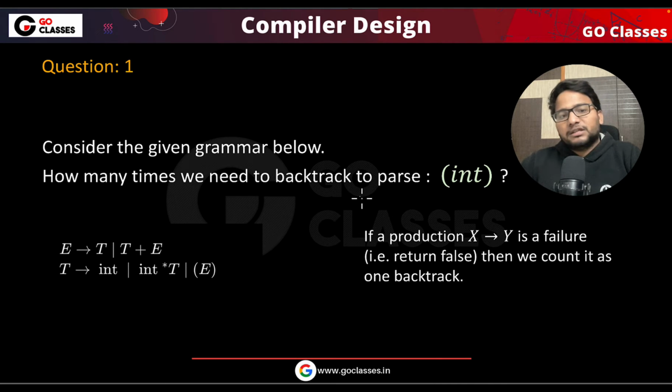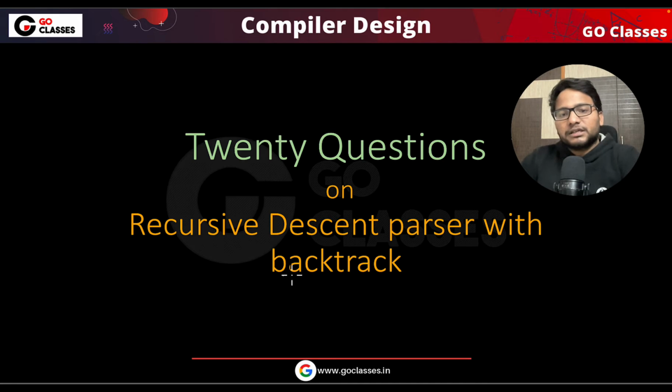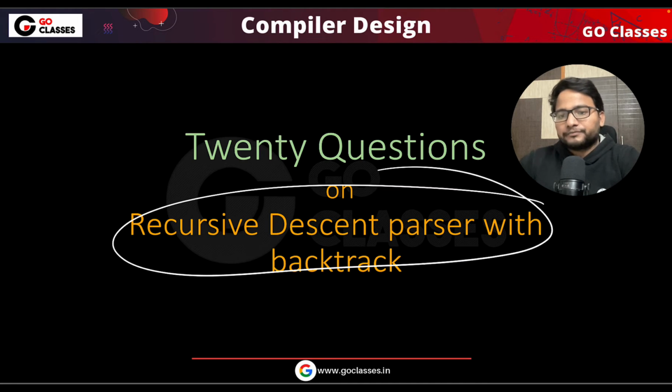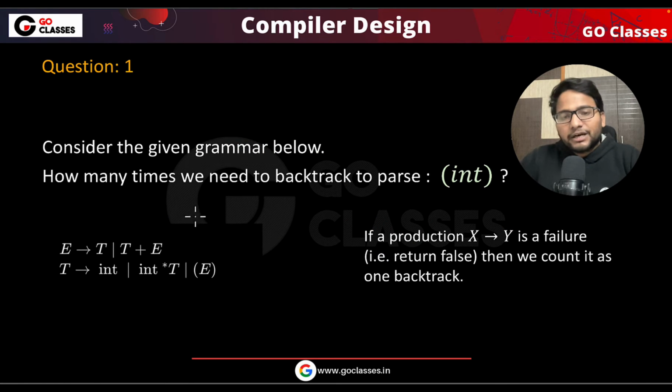Which means that this particular parser is a backtracking parser, right? As the name says, it is a recursive descent parser with backtrack. So if we need to parse some string, then it may need to backtrack. And that's what they're asking: how many times do we need to backtrack to parse this particular string for this particular grammar? So what does this backtrack mean? It is given to us in this question, where we are saying that if a production X gives Y is a failure, that means it returns false, then we count it as one backtrack.